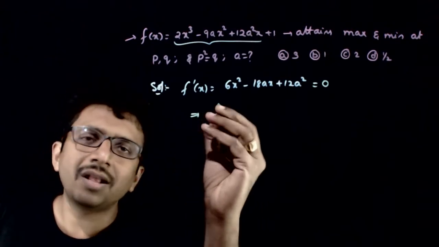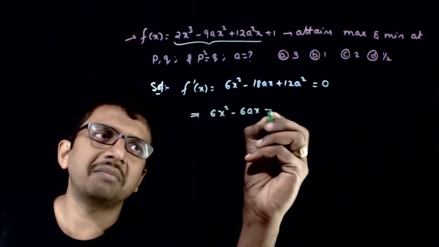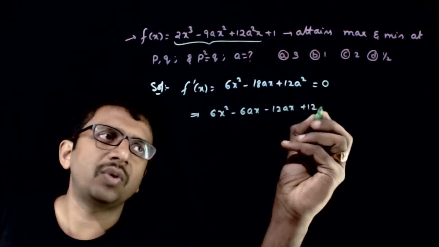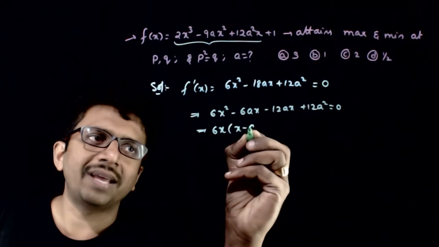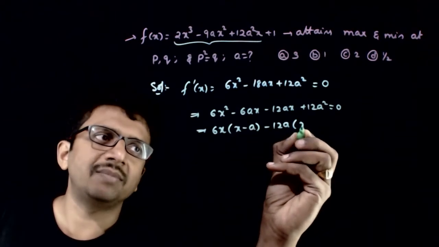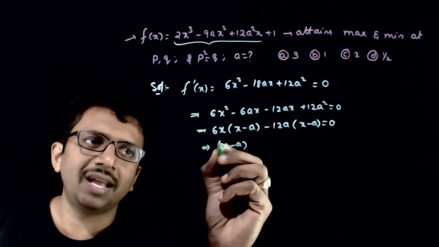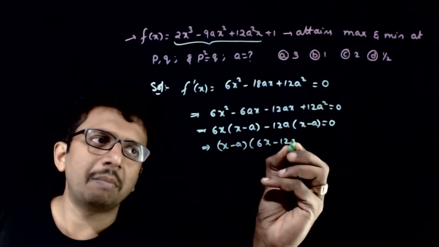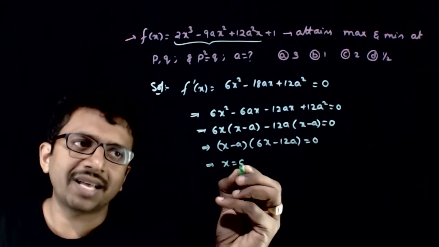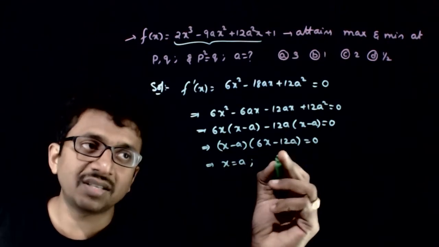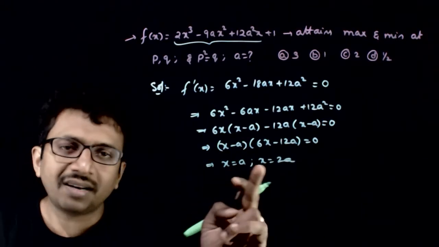If you try to solve this equation, you have 6x square minus 6ax minus 12ax plus 12a square is equal to 0. This implies 6x times x minus a, minus 12a times x minus a, is equal to 0. This implies x minus a times 6x minus 12a is equal to 0. This implies one of the roots is x is equal to a, the other root is 6x is equal to 12a, that is x is equal to 2a. So these are the two roots.